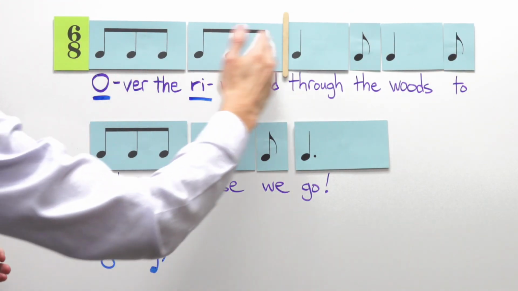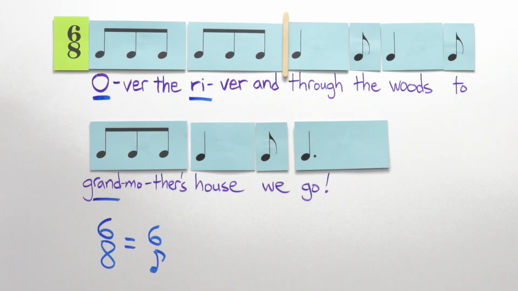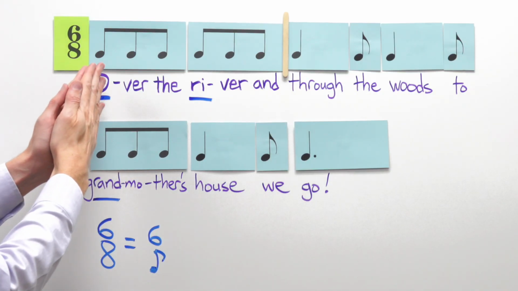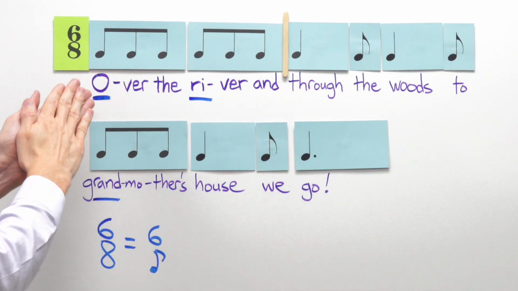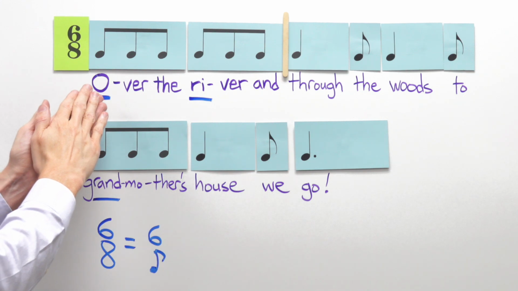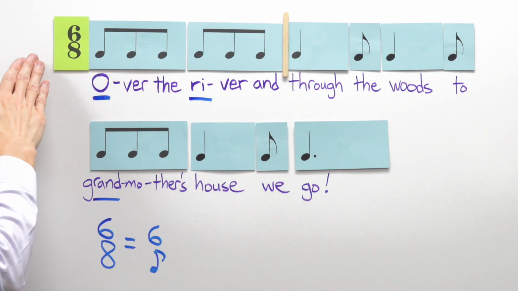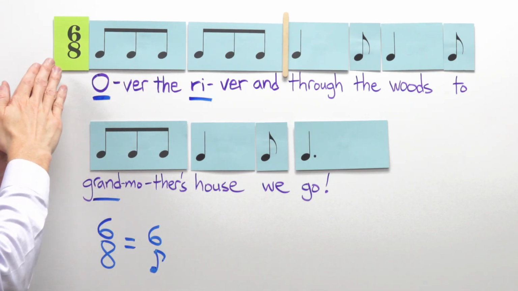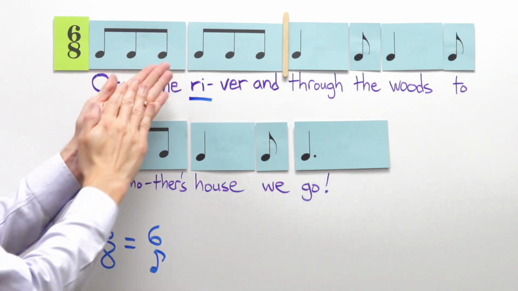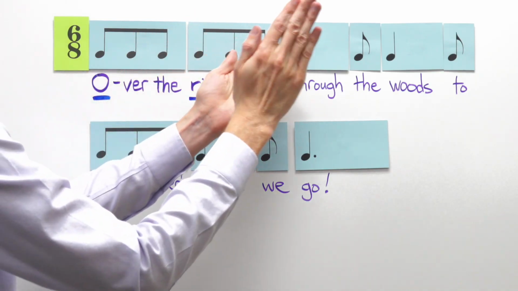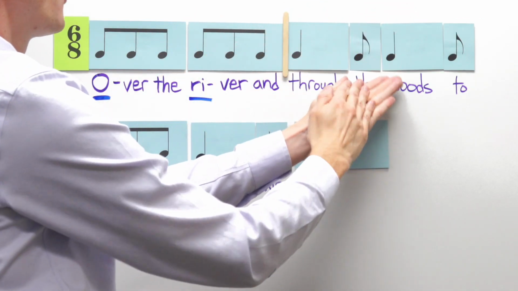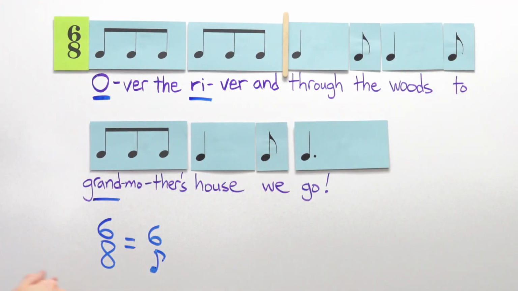Let's try clapping this rhythm while we count the beat out loud. So can you get ready and clap with me while we count the beat out loud? We'll go a little bit slow this first time. Ready? I'll count 6 beats to get ready, then we start. 1, 2, 3, 4, 5, 6.